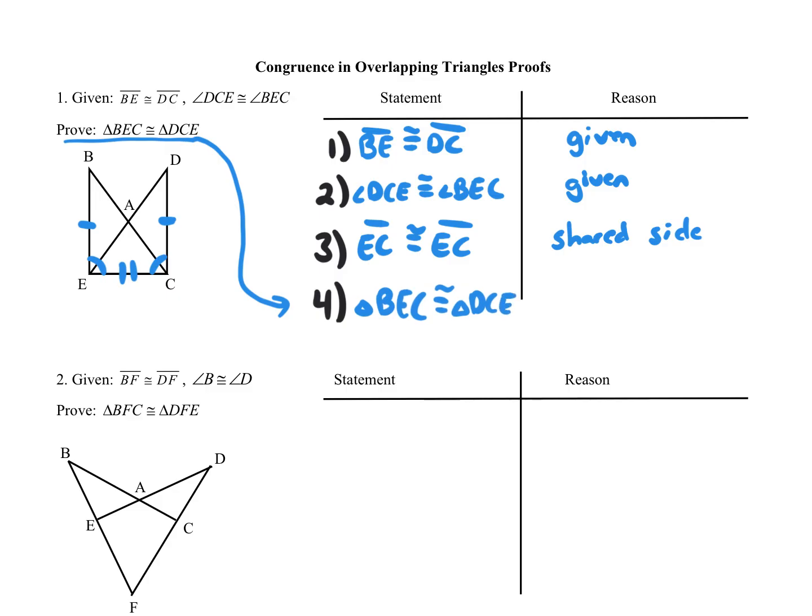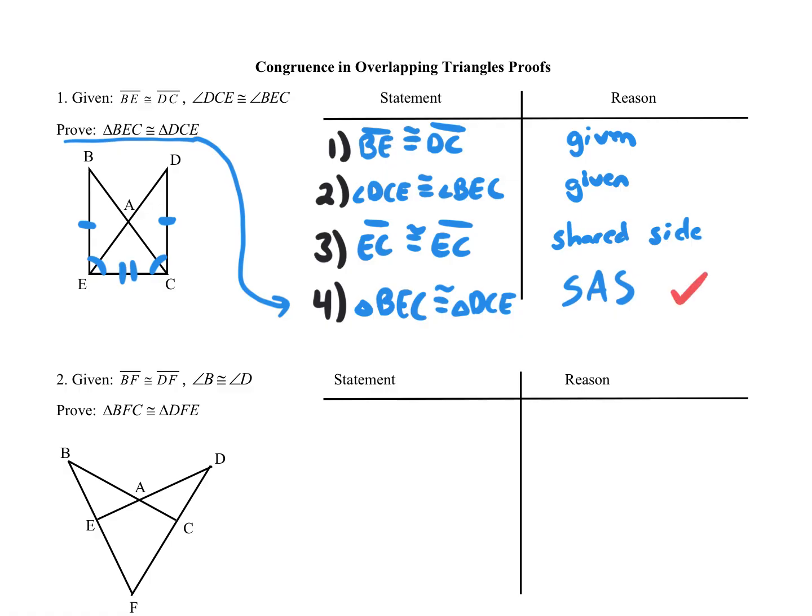How do I prove that 2 triangles are congruent to each other? Side angle side. It's one of the theorems, right? And this one is, in fact, side angle side. Okay. And again, once you've proven the proof statement, you are done.